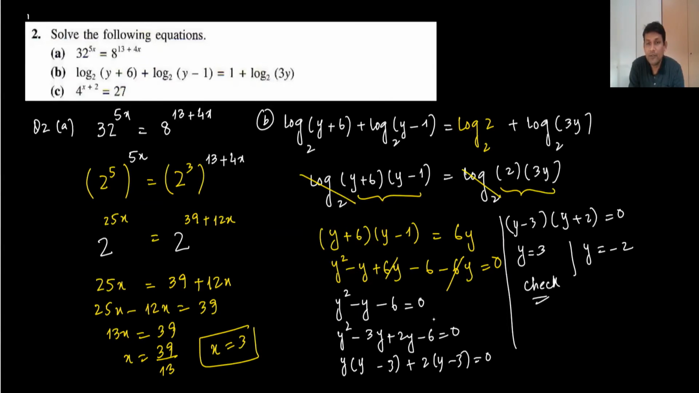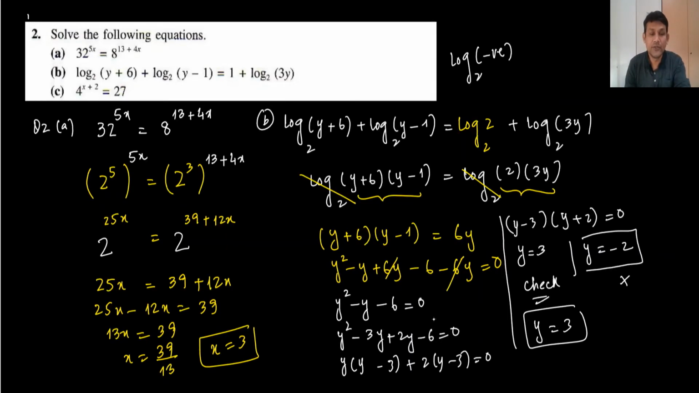But when you substitute minus 2 here, 3 into minus 2 is coming minus 6. And please, log cannot be like this. Log with base 2 cannot be negative. Never negative. If this is negative, it means this is not possible. So I will ignore this part. Ignore. And the right answer is only y equals to 3.